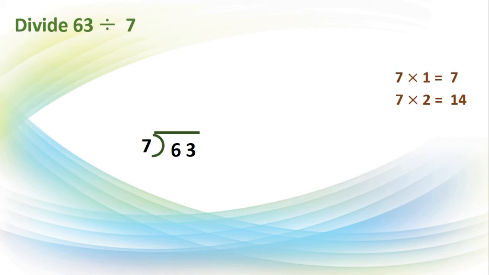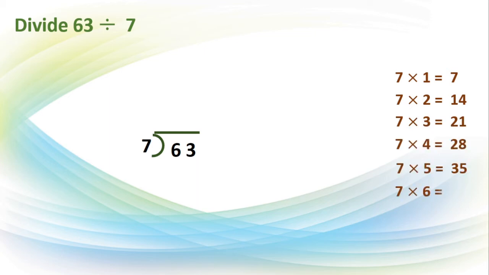Next, here we will take directly number. Divide 63 by 7. Okay? 63 divided by 7. Yes, you know that 7 1s are 7, 7 2s are 14, 7 3s are 21, 7 4s are 28, 7 5s are 35, 7 6s are 42, 7 sevens are 49, 7 eights are 56, 7 nines are 63.